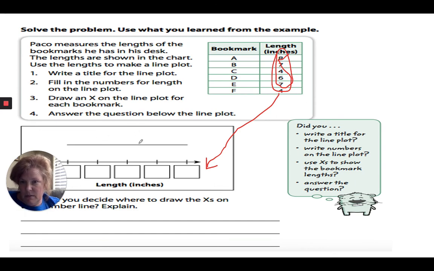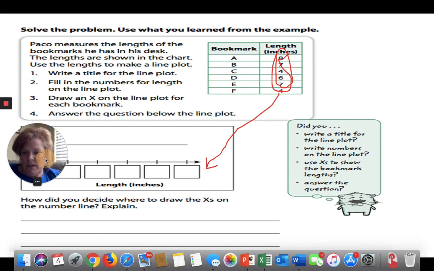So what's the name of this? What did you name this? Well, let's see. Paco measured the lengths of the bookmarks he has in his desk. The lengths are shown in the chart. Use the lengths to make the line plot. So you would have to come up with a title for this. If he is measuring lengths of bookmarks he has in his desk, what do you think you should name this? You should name it what? If Paco is measuring the lengths of bookmarks he has in his desk, you come up with your own title.